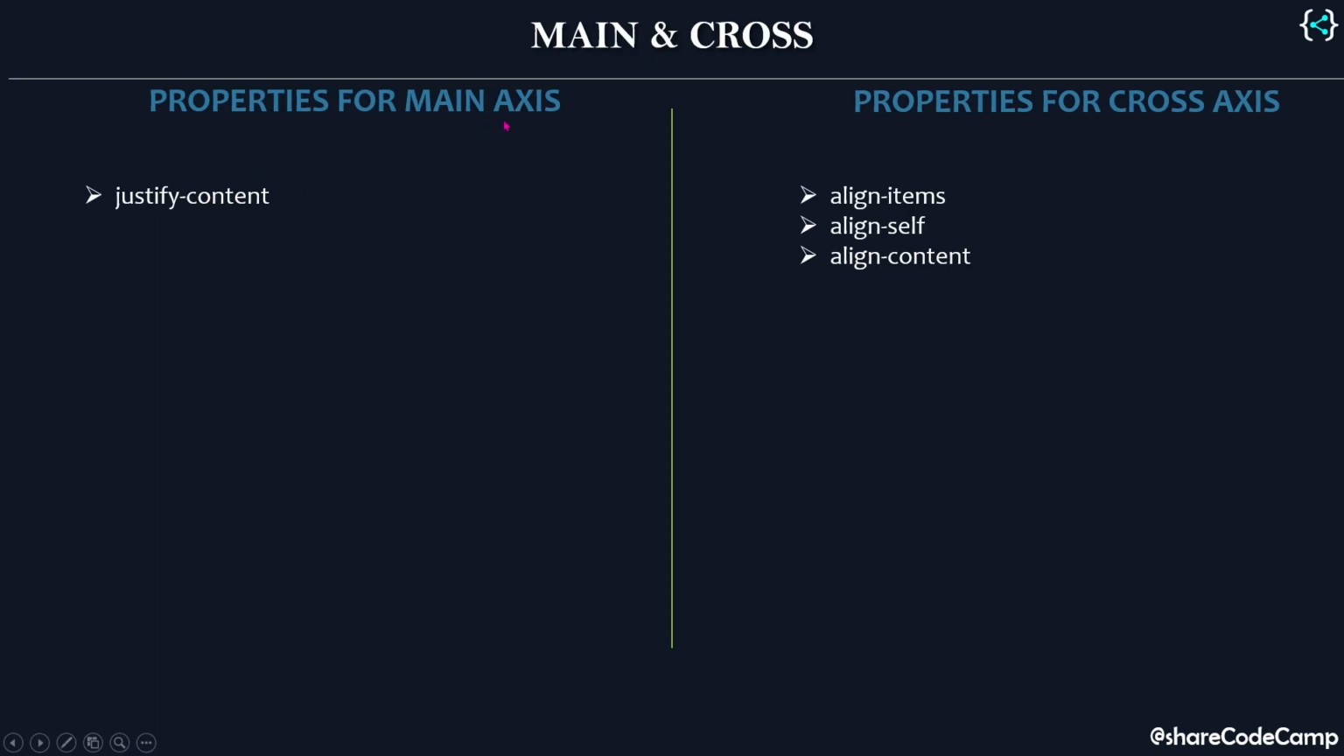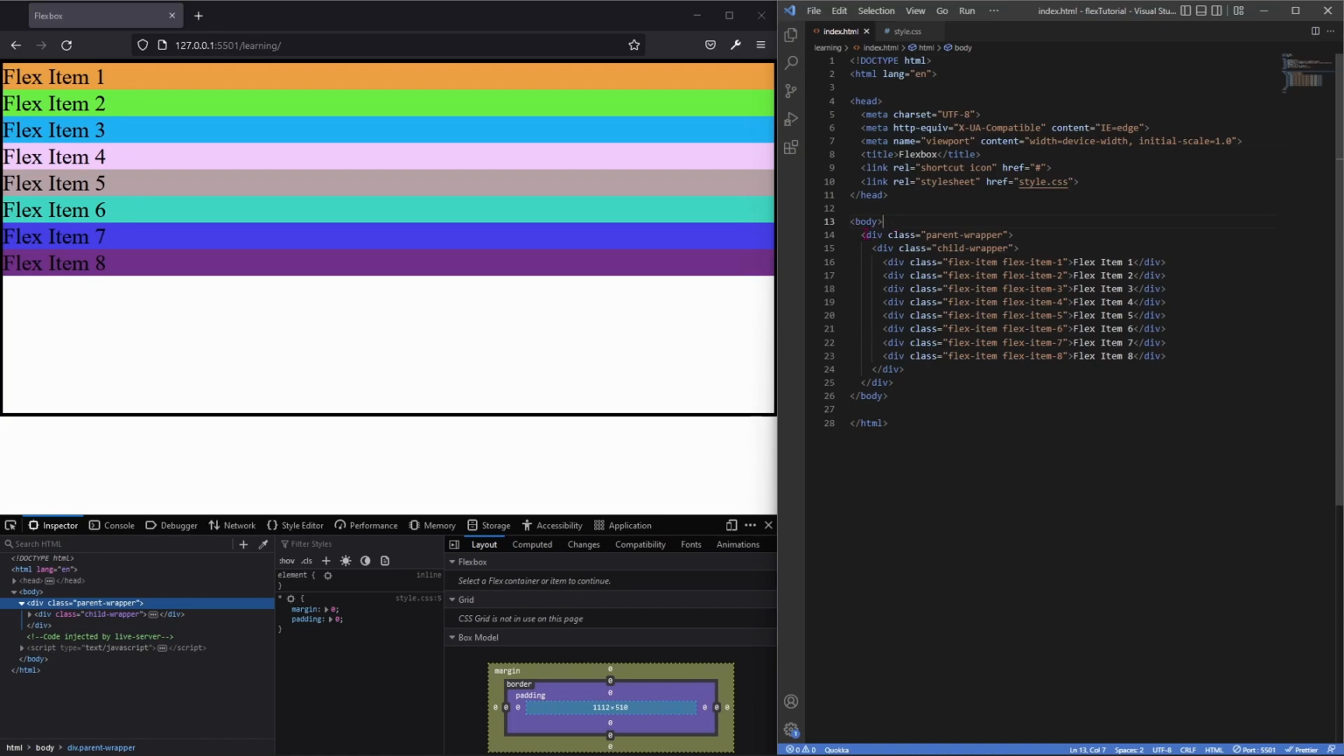Because remember, it can change. And same for cross axis. Whenever you apply this, you have to ask yourself, where is my cross axis? Let's move on and see what we have in the code.